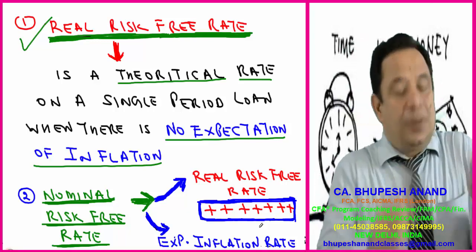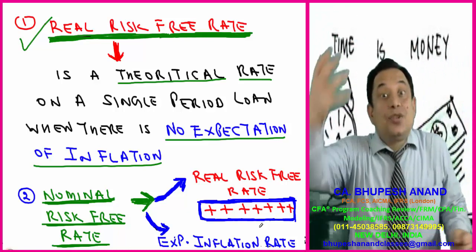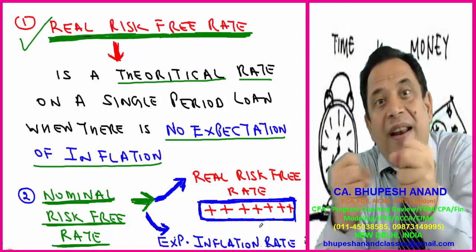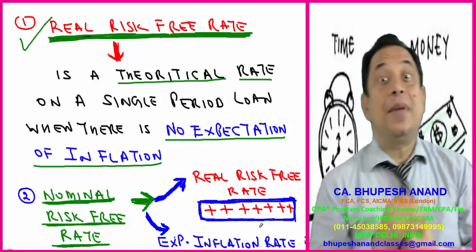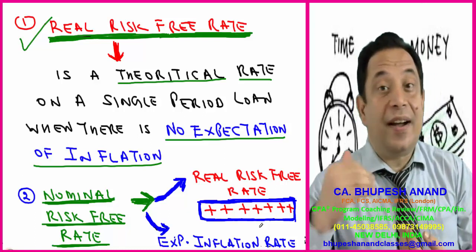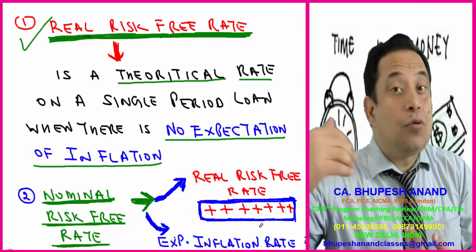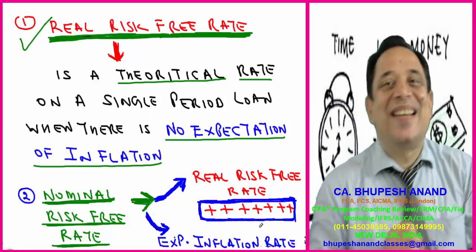So that total, the rate which is there in the market, is the nominal rate, which is a composite of real rate plus inflation. If you go to a bank and ask how much is the interest rate for an FD, they give you an interest rate of 10%, 12%, 13%. That is the nominal rate of interest.